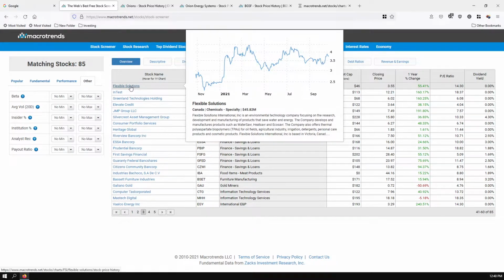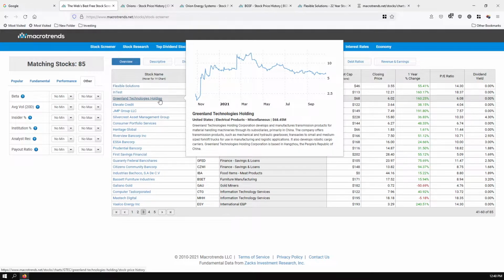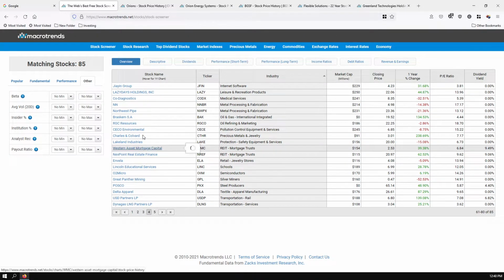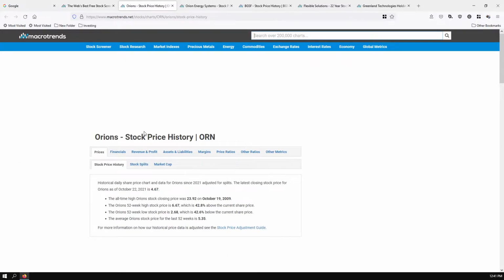Flexible solutions is another one I want to talk about. And just keep going through here. Click on anything you want to look into. Okay, and then once you have a couple of them selected, now we can start diving through them.